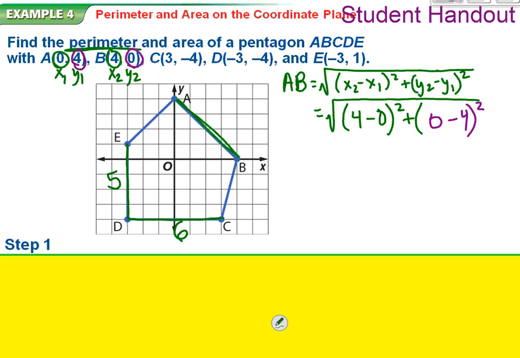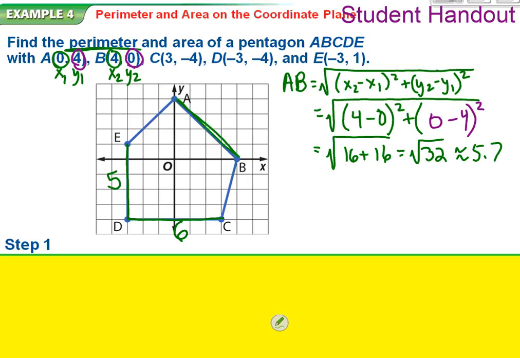So for this one, we get the square root of 4 minus 0, which is 4. 4 squared is 16. Now 0 minus 4 is negative 4, but remember when we square it, negative 4 times negative 4 is positive 16. And so then that's the square root of 32, and that is approximately 5.7.